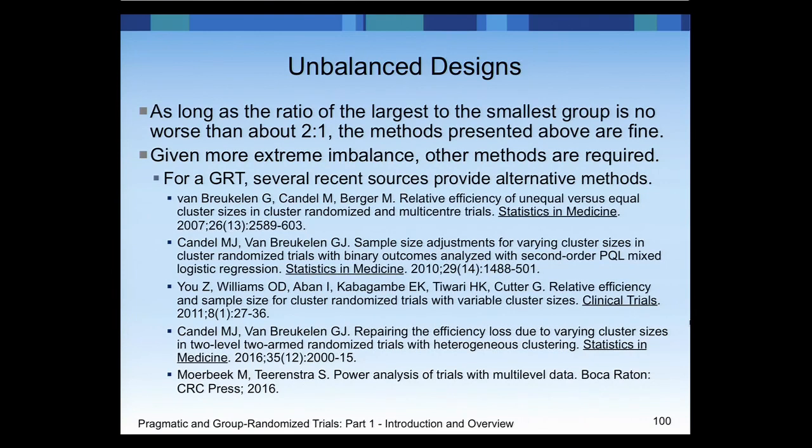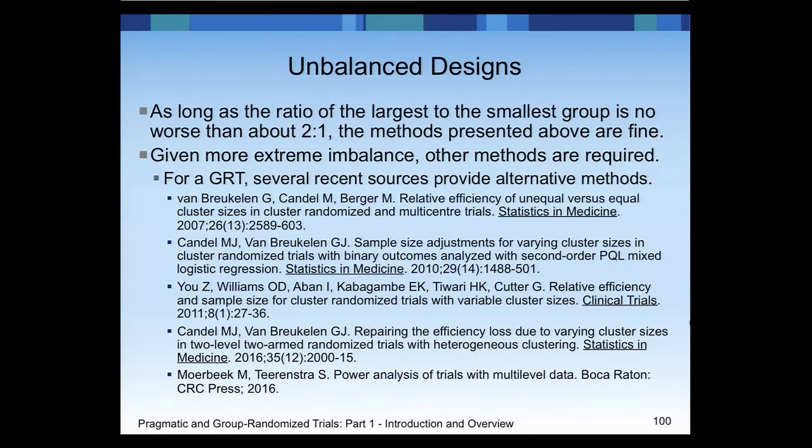Let me comment a little bit on the situation that we deal with if we have an unbalanced design. All of the formulas that I just showed you in the example that we worked through assume that every group had the same number of observations contributing to the analysis. And as long as the ratio of the largest to the smallest isn't any worse than about 2 to 1, okay, we can use those methods. If there is more extreme imbalance, though, other methods are required.